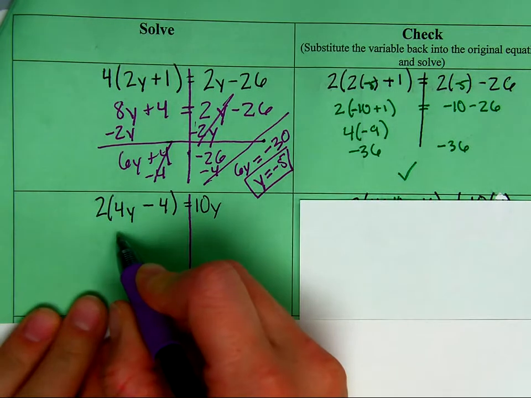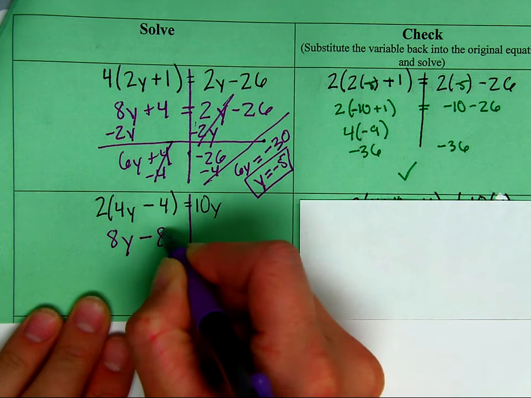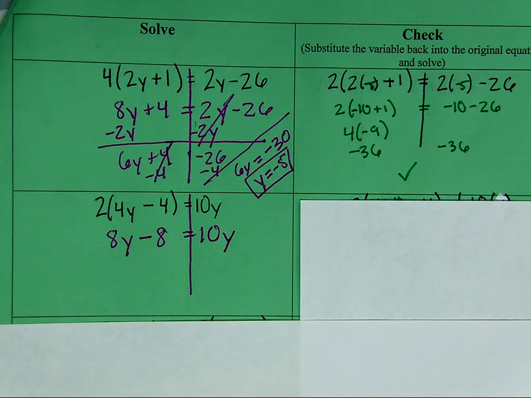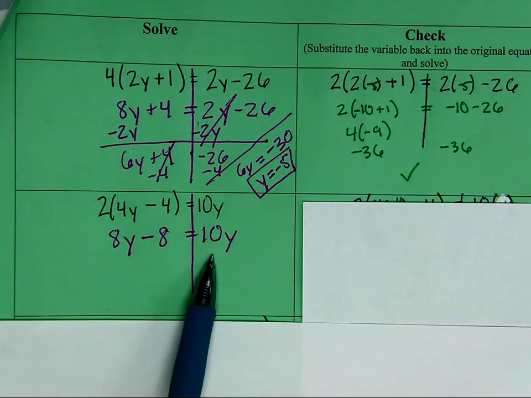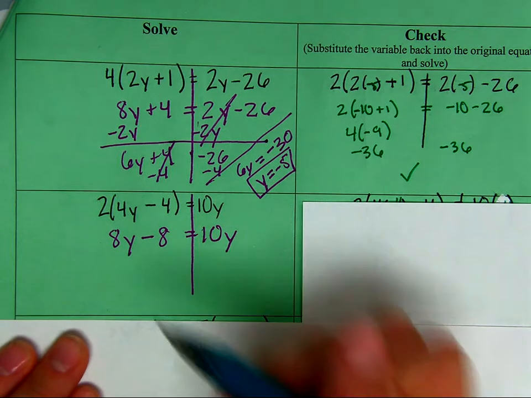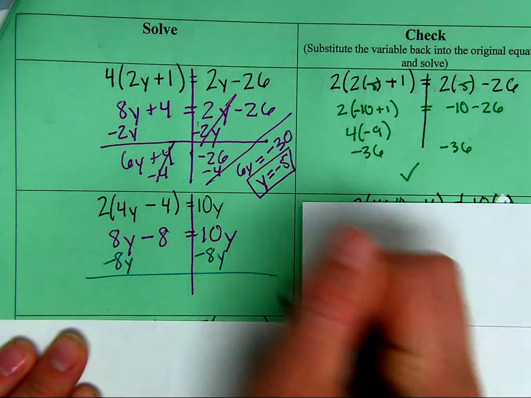I got to distribute here again, so I get 8y minus 8 is equal to 10y. And I do want to talk about this step for a little bit. Normally it doesn't matter which variable we cancel, but in this case we do not want to cancel this 10, because then I have nothing left on this side. So we actually want to cancel our 8y. That's what you have to do next.